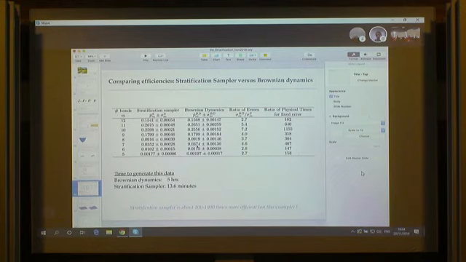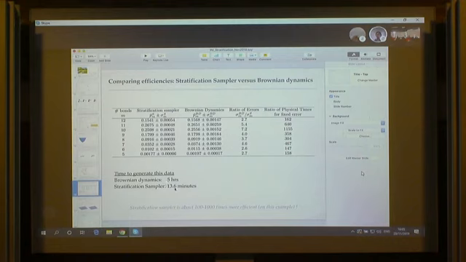So we estimated the probabilities of having a certain number of bonds from the runs. We then estimated error bars on that by binning the data. And we computed the ratio of the error bars, Brownian dynamics error bar to stratification sampler error bar. But then the simulations took different amounts of time to run. So for this particular run, Brownian dynamics took 5 hours and the stratification sampler took 13.6 minutes.